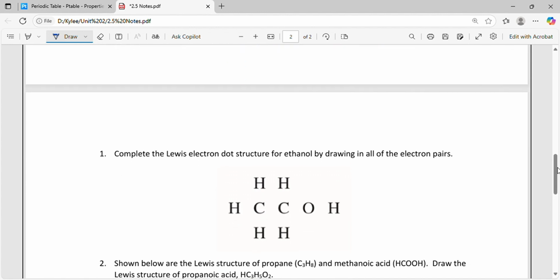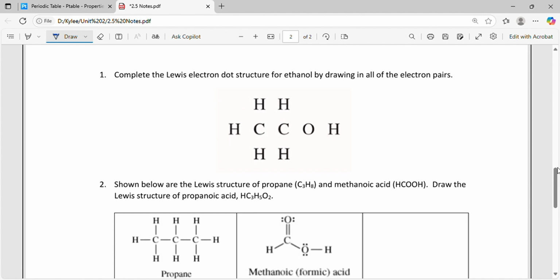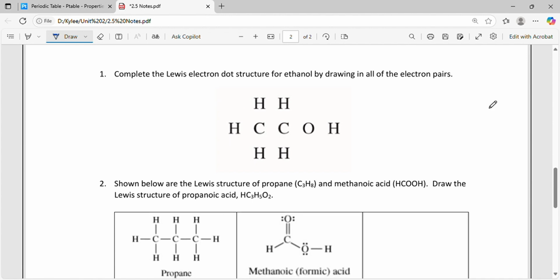Let's look at a few examples. These are common to the types of examples that you might see at the AP level. On number 1, they want us to complete the dot structure of ethanol by drawing in all the electron pairs. Now, they have done a lot of the work for you. Notice that they've done a skeleton of how it gets connected. We're still going to follow our steps though.